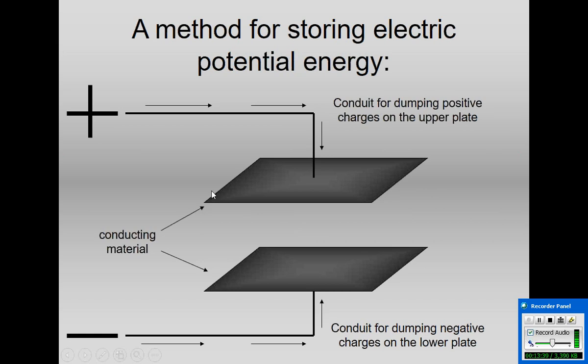What we can do is we can move charges from some source onto a plate. And now imagine these two parallel plates made of conducting material that are separated from each other by a gap. I dump positive charges onto one plate, and I dump negative charges on the other plate. The positive charges on one plate are attracted to the negative charges on the other plate, and vice versa. So there is the ability to start storing charge on these plates, and this charge storage is stable for relatively long periods of time.